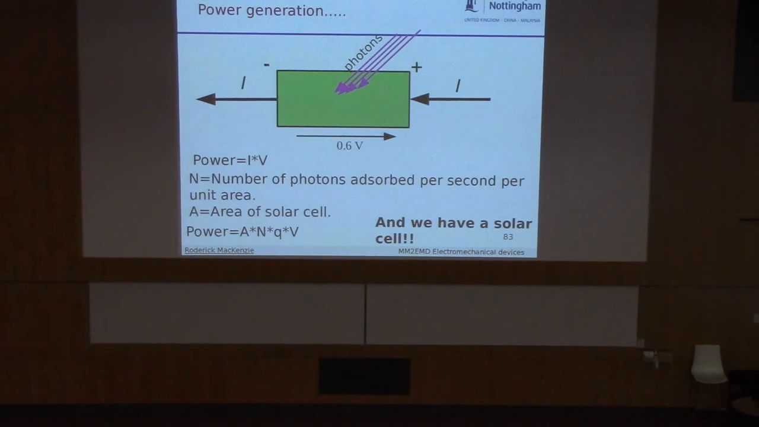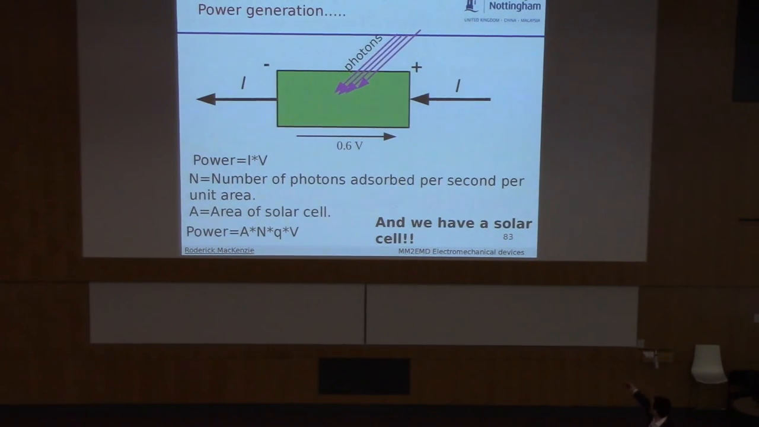So this is basically how much power our diode is generating from the sun. We know power equals current times voltage. Here we've got some current, I, and we've got 0.6 volts, because that's roughly what you get. Incidentally, if you change the material your diode is made of, you get different voltages. You might get 0.8 or 1.1 or whatever. But in this case it's silicon, so we've got 0.6 volts.